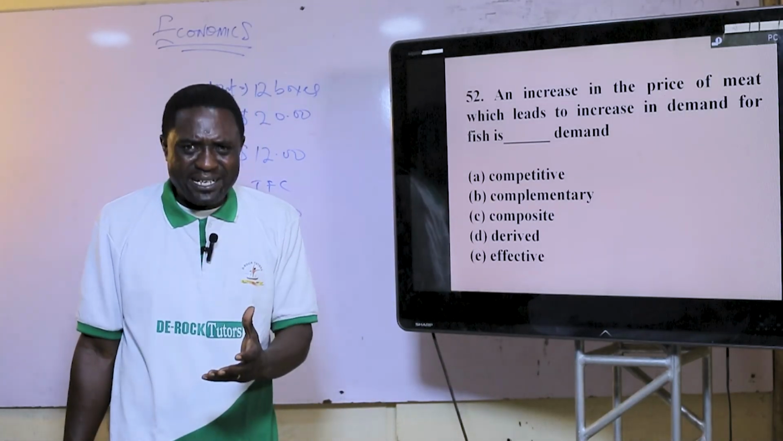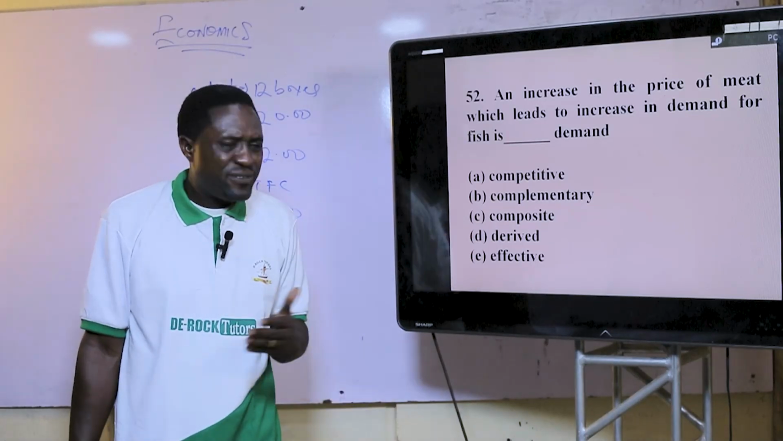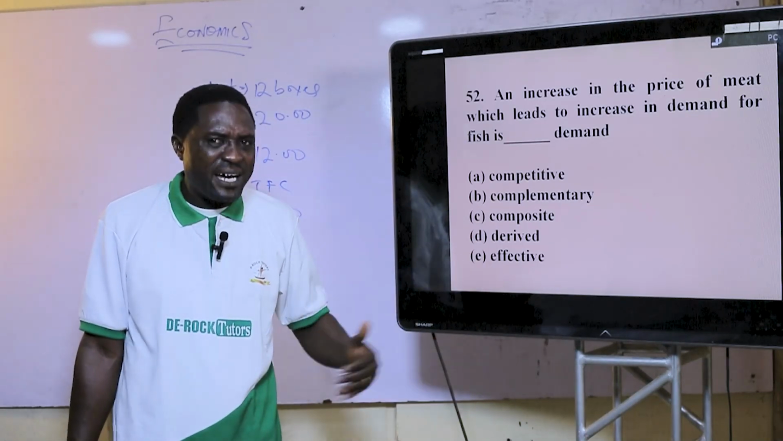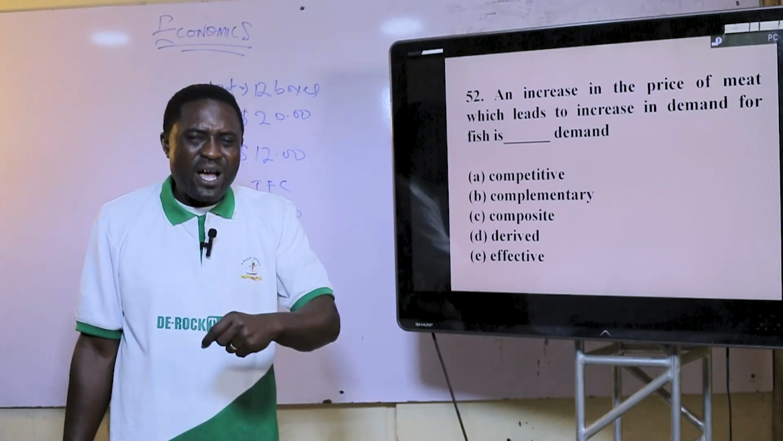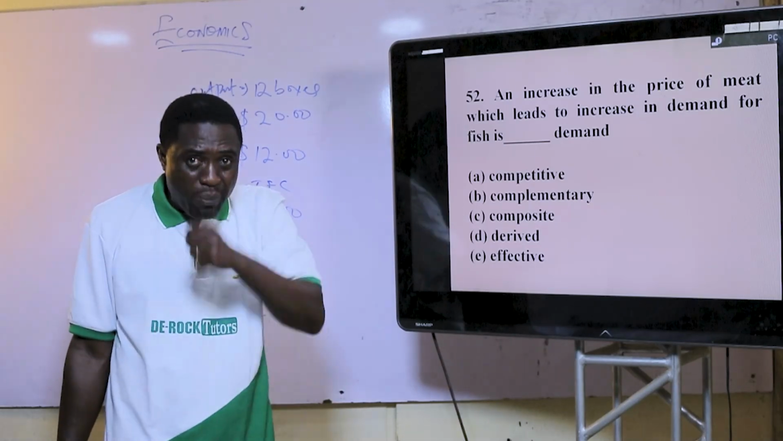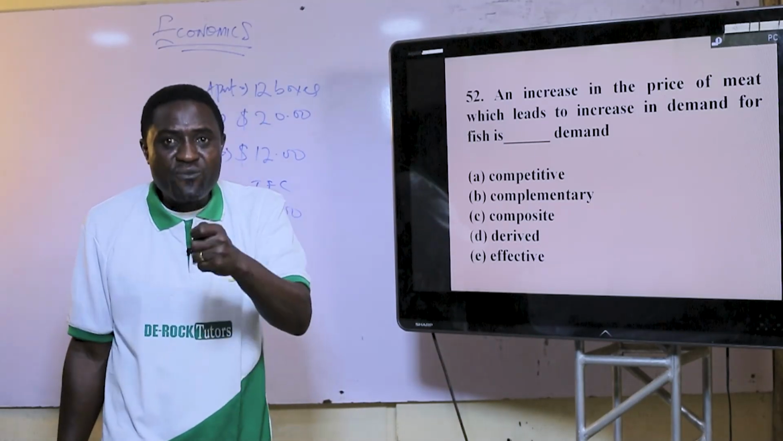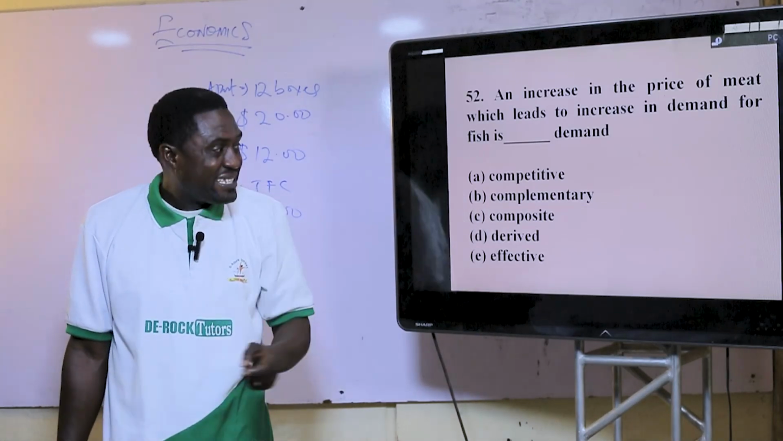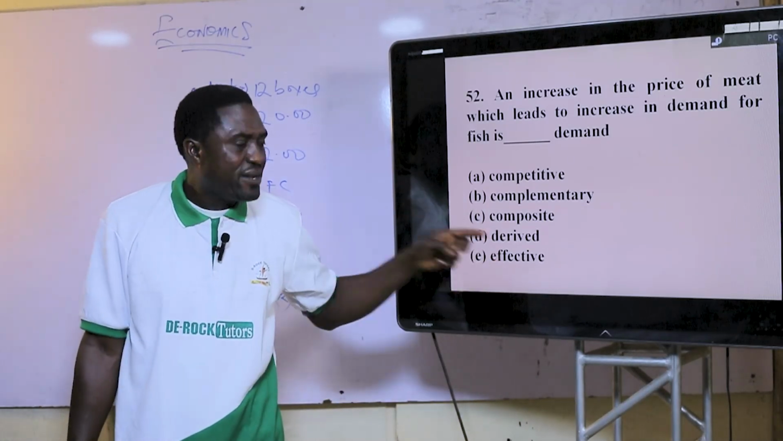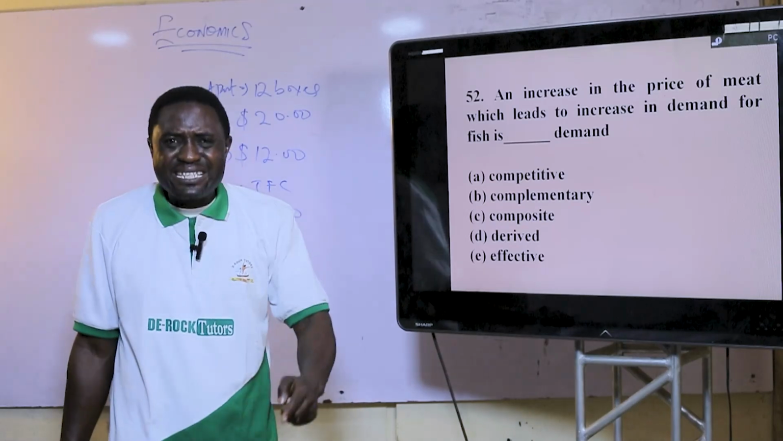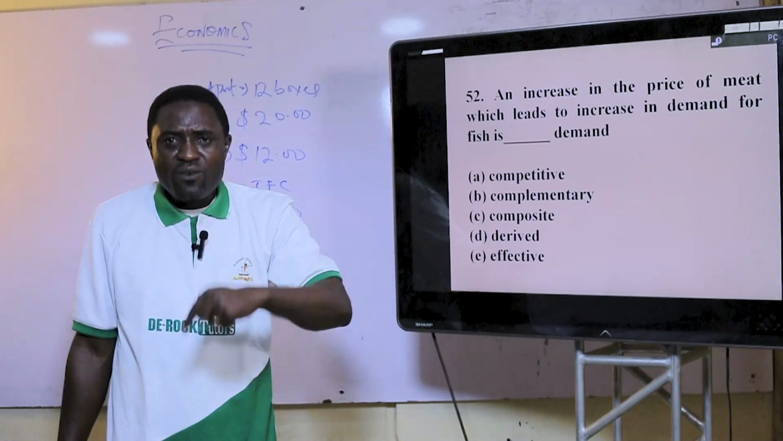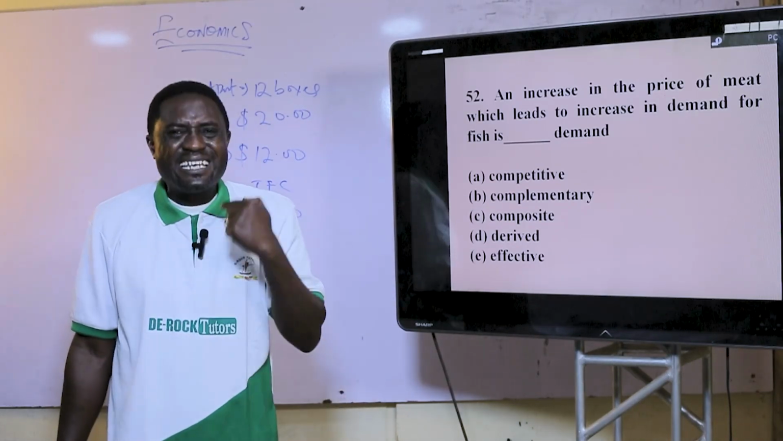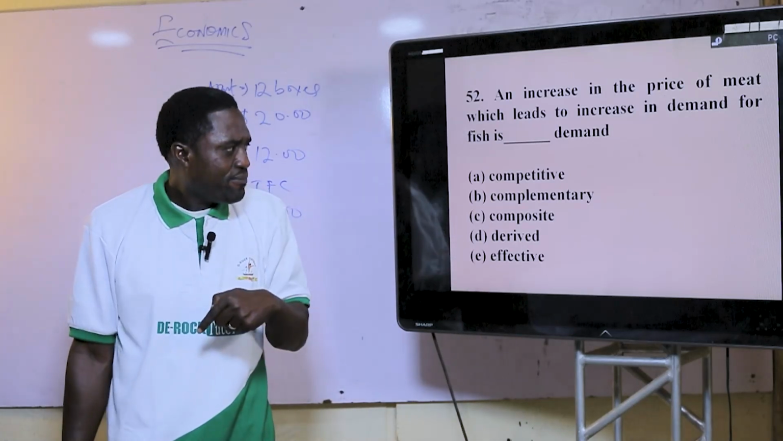Composite, it can be composite. Derived, it can be derived. Effective demand is that point where you are paying for the particular commodity you want to buy. That demand has become effective. When you are willing and able to buy, by the time you pay for the commodity you want to buy, it has become effective demand. Derived demand, you are buying it for the purpose of what it is going to produce. That is what is called derived demand.